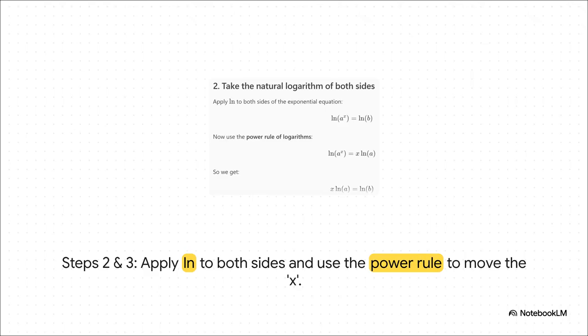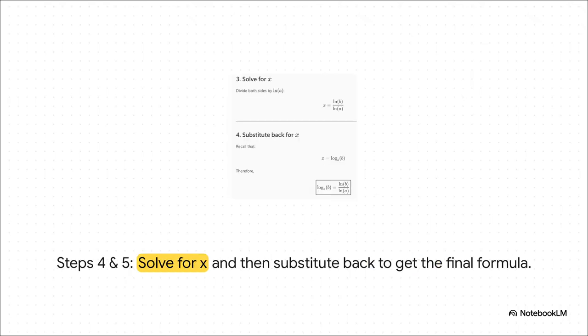All right, next up, we do the same thing to both sides of that equation. We take the natural log. Now this is where the real magic happens. There's a fundamental property of logarithms called the power rule, and it lets us take that little exponent x and bring it down from the top, right out in front, as a multiplier. This one move is the key that unlocks the whole formula. And from here, it's just a little bit of simple algebra. To get x all by itself, we just divide both sides by the natural log of a. And then for the final step, we just swap that x back out for what it was at the beginning, our original logarithm. And just like that, boom, we've built the change of base formula.